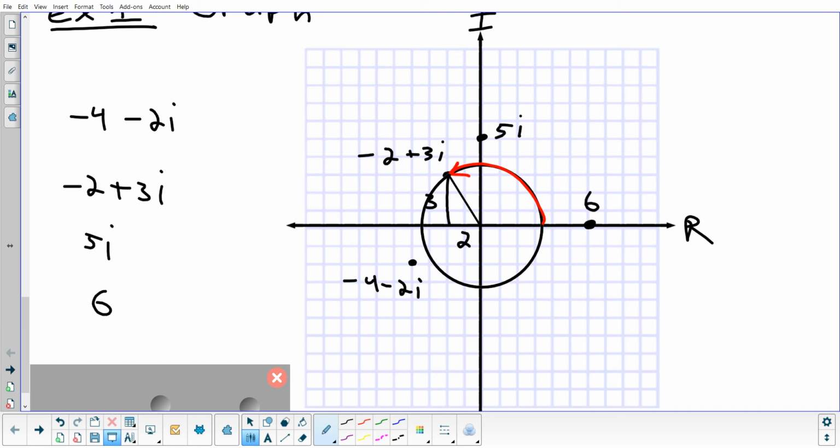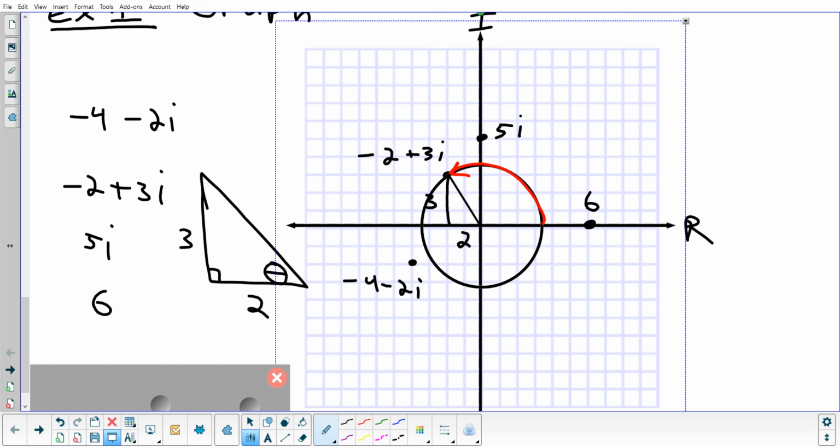Now, to get this angle, well, think about this triangle. This is 3, this is 2. That's your reference angle. Once you find that angle, then you can do something with 180. Like let's say this angle came out to, I don't know, 60 degrees inside here. Well, to figure out that arc in red, we could just take 180 and minus the 60 from it.